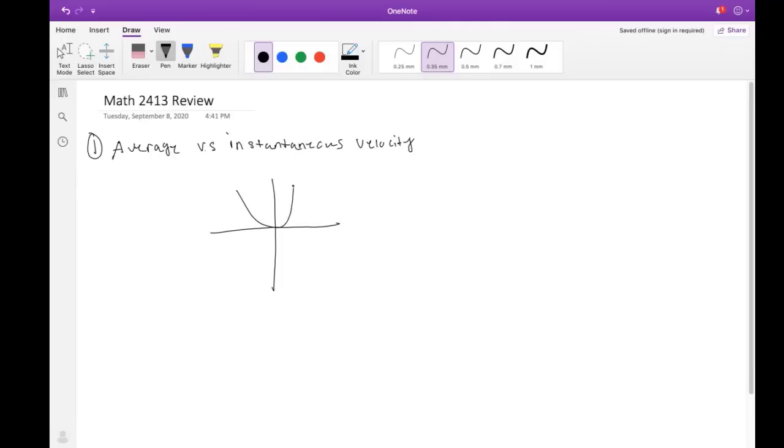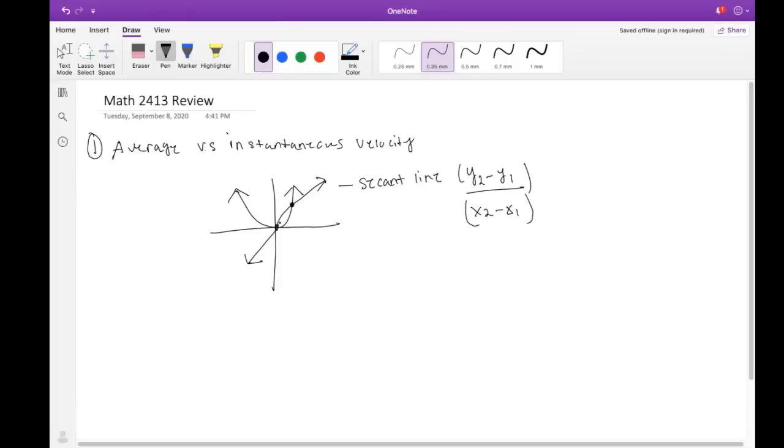we have this simple parabolic function like this. If we took 2 points on this graph, just say these 2 points, and we created a line, this line we could refer to as a secant line. And to get the slope of this, we would just use the formula, y2 minus y1 over x2 minus x1. This would be considered an average.